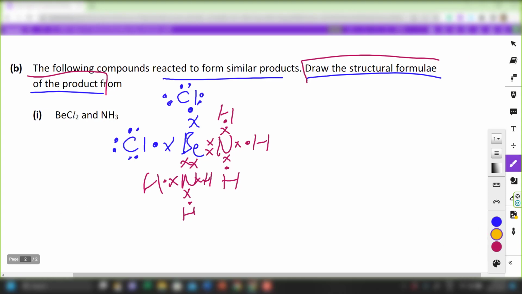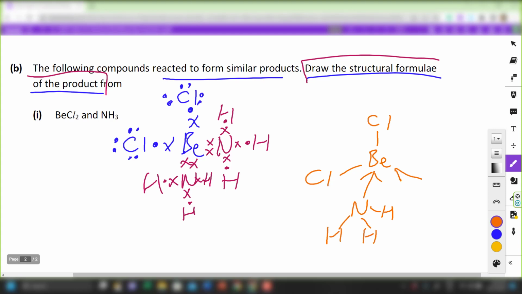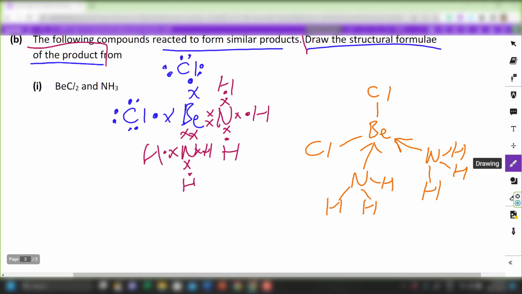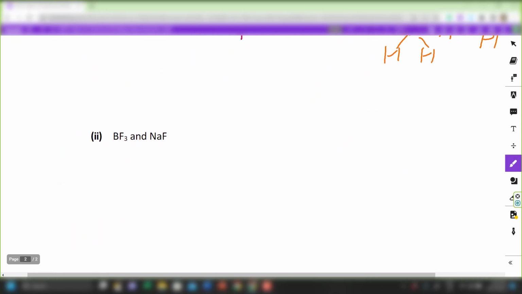So if you don't want to draw the dot and cross, it's perfectly fine. You can just draw the structural formula directly, provided that you are familiar with it. So BeCl, Cl, and then you can show the ammonia with the dative covalent bonds. That's H, H, H, and then the dative covalent bond, and H, H, H. This will be the answer that we are looking at.